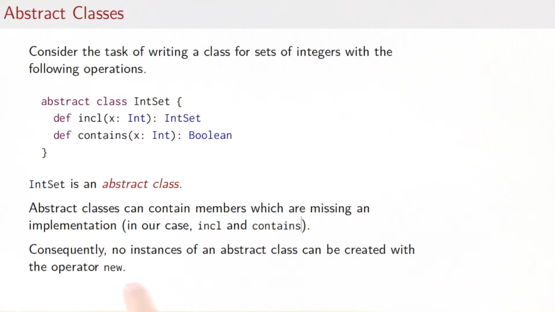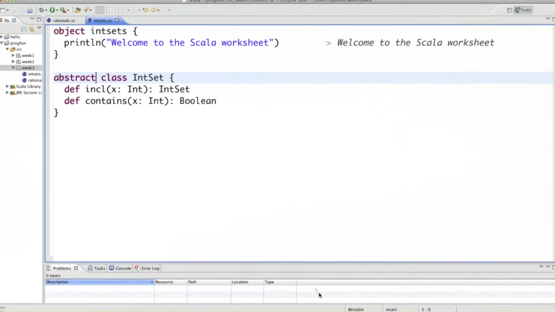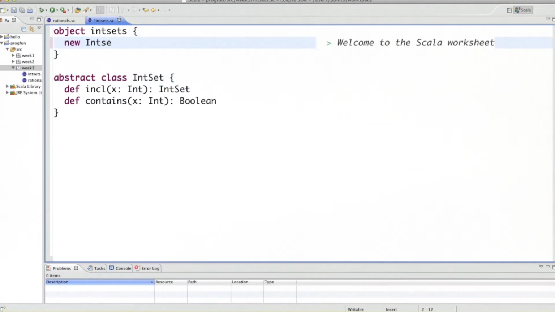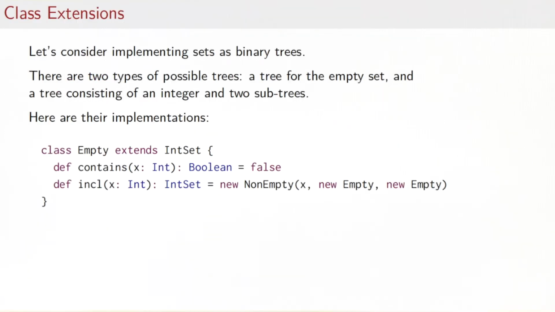On the other hand, we create instances of a class with the operator new. So if you would try that, write here new IntSet, I will get an error which says that the class IntSet is abstract and cannot be instantiated. So since IntSet is incomplete, how would we implement it?